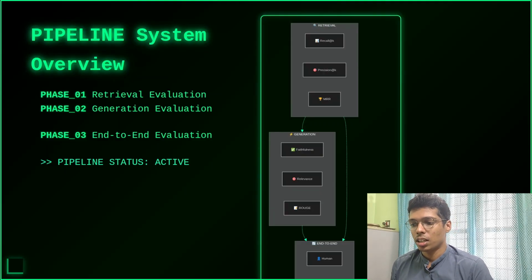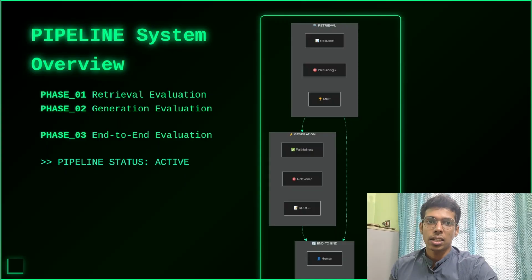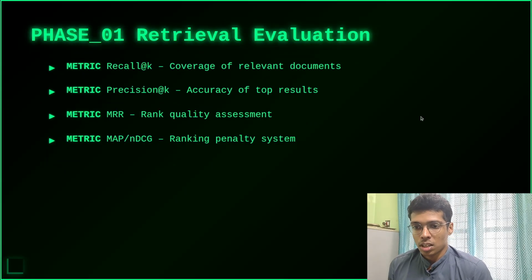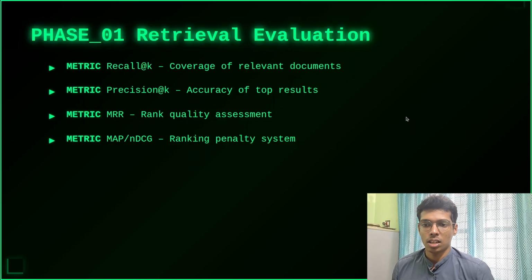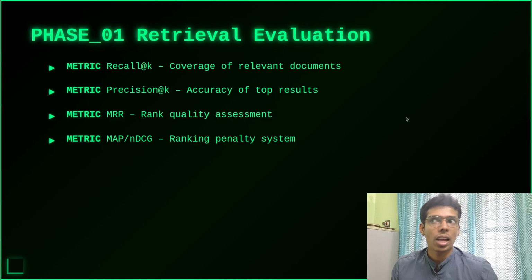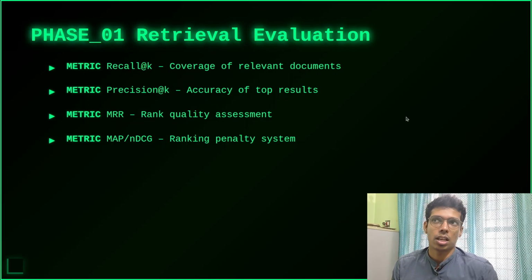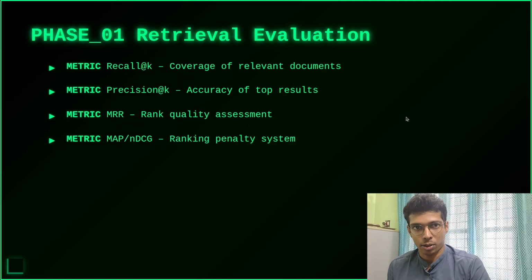So the first one is the retrieval evaluation. In the retrieval evaluation, we have a couple of metrics like recall at K, precision at K, MRR, MAP, and NDCG. Recall says, out of all the positive documents, like if we have 10 documents, how many of those were retrieved when we asked a query. That's what recall suggests. And precision says if 10 documents are selected, how many of them are accurate. That's the difference between precision and recall.